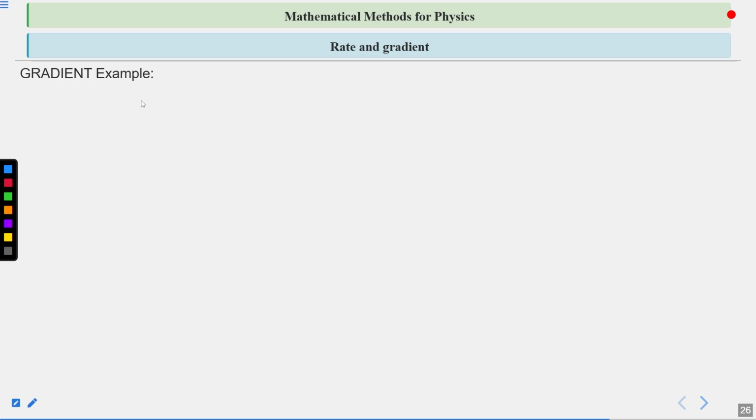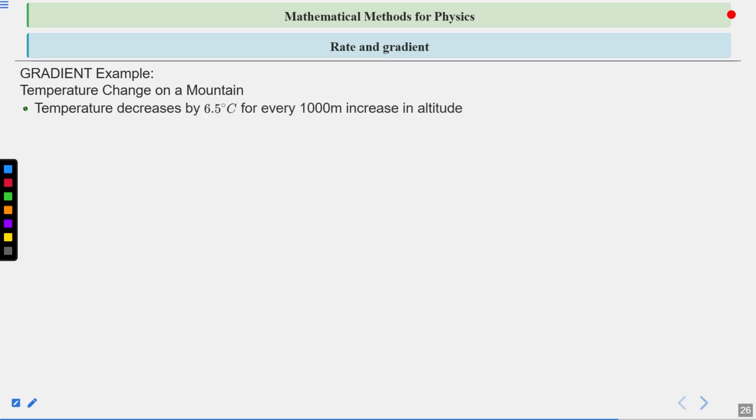Gradient example. Temperature change on a mountain. Temperature decreases by 6.5 degrees Celsius for every 1000 meter increase in altitude. Gradient is the change in temperature divided by the change in height. So what is the gradient? Minus 6.5 degrees Celsius per 1000 meters.